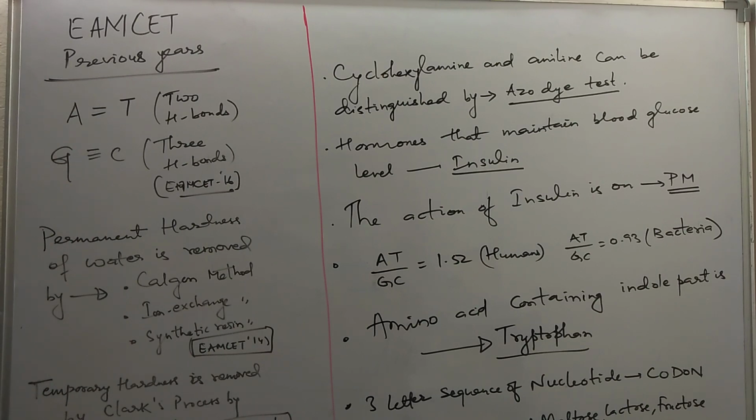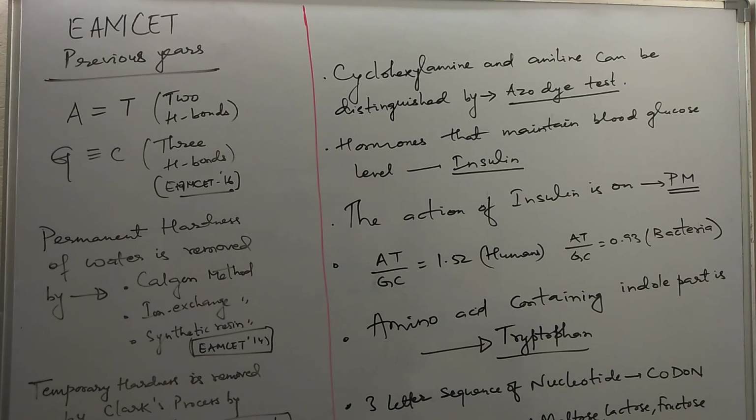Adenine has two hydrogen bonds with thymine, whereas guanine forms three hydrogen bonds with cytosine. This question was asked in EAMCET 2016 as well as 2012, so keep this in mind, students. Adenine forms a double bond with thymine, guanine forms a triple bond with cytosine. That means the guanine-cytosine linkage is more stable than the adenine-thymine linkage.